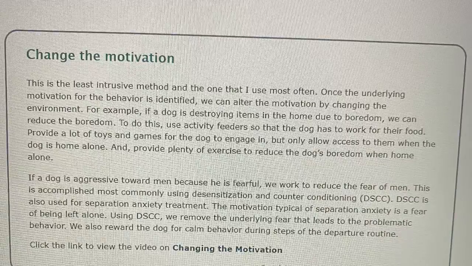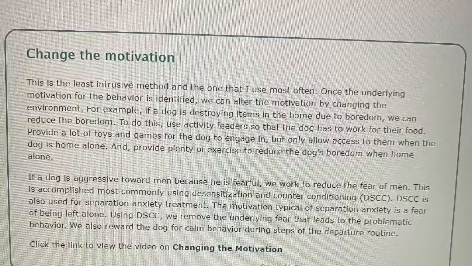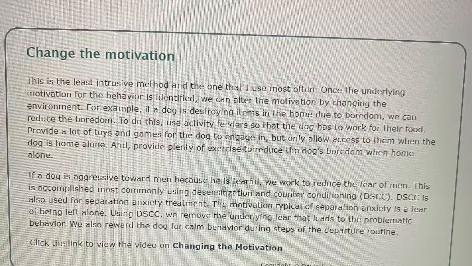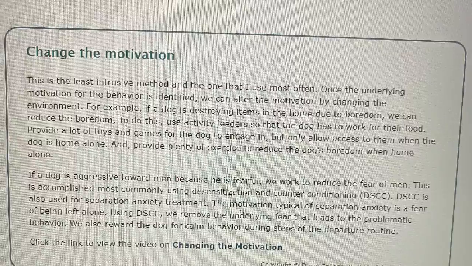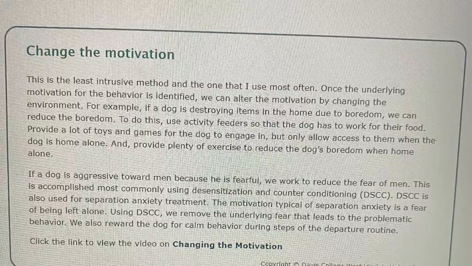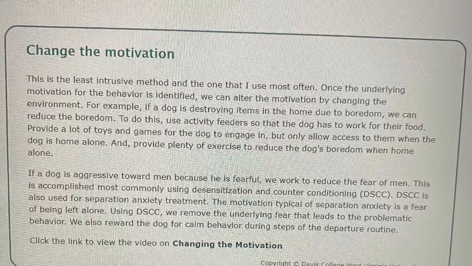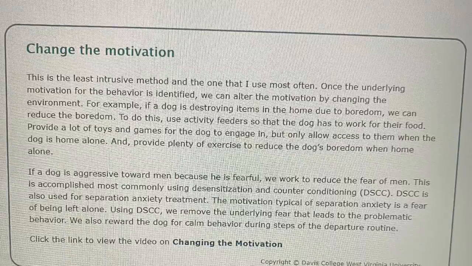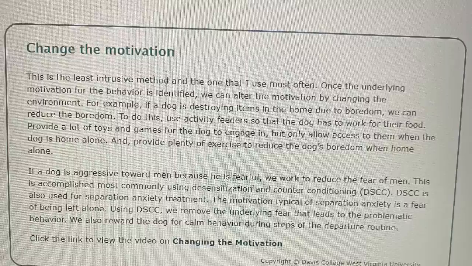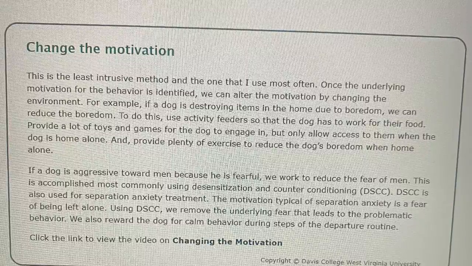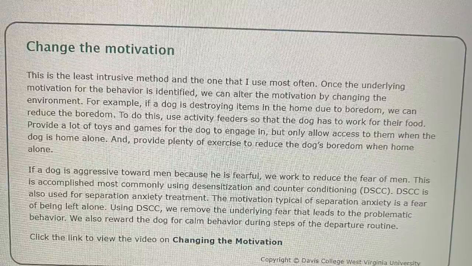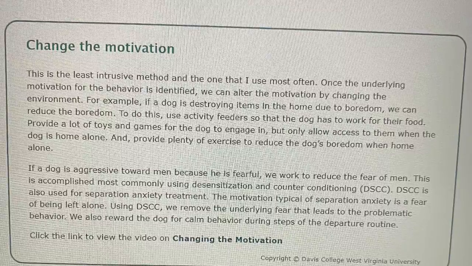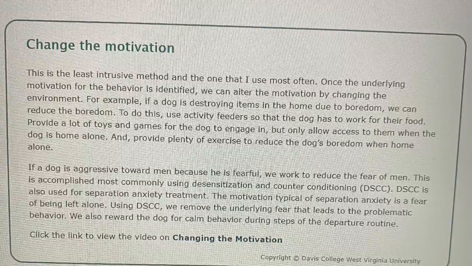Change the motivation. This is the least intrusive method and the one I use most often. Once the underlying motivation for the behavior is identified, we can alter the motivation by changing the environment. For example, if a dog is destroying items in the home due to boredom, we can reduce the boredom. To do this, use activity feeders so that the dog has to work for their food, provide a lot of toys and games for the dog to engage in, but only allow access to them when the dog is home alone. And provide plenty of exercise to reduce the dog's boredom when home alone.